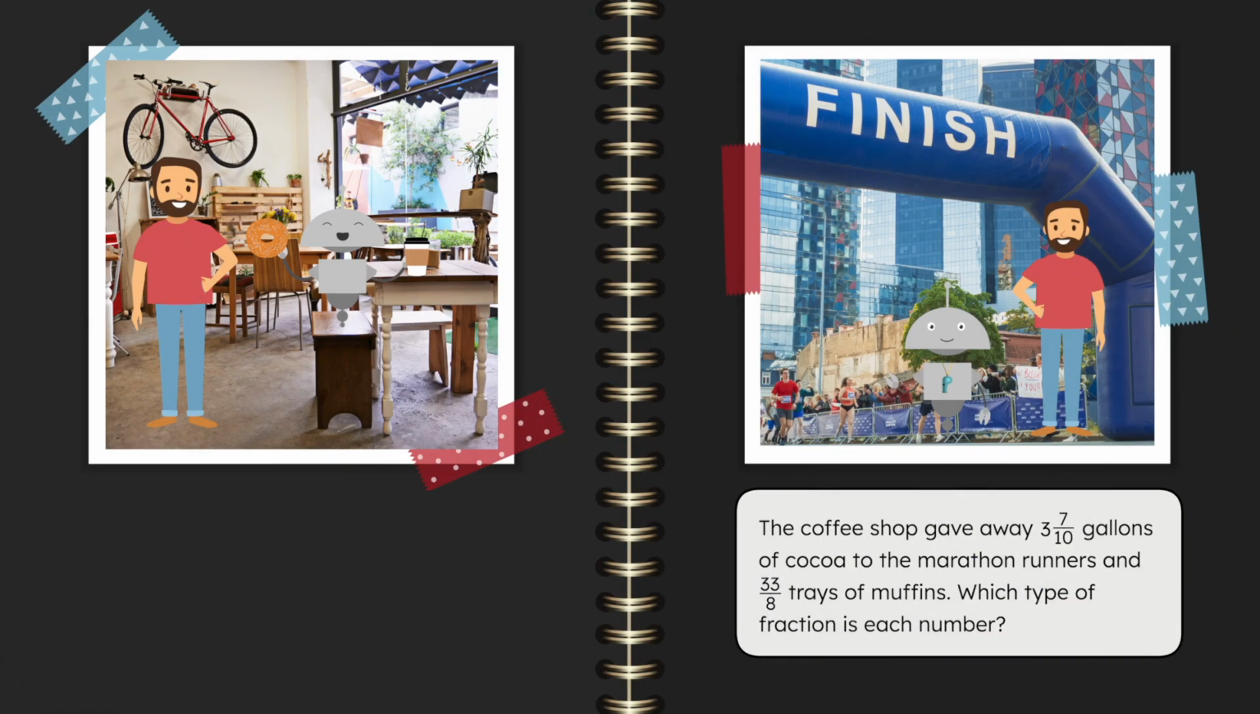Check out the last pages of Mia's scrapbook. These are from our stops at the coffee shop and marathon finish line. We learned about improper fractions and mixed numbers at those stops. The coffee shop gave away 3 7/10 gallons of cocoa to the marathon runners and 33/8 trays of muffins. Which type of fraction is each number?